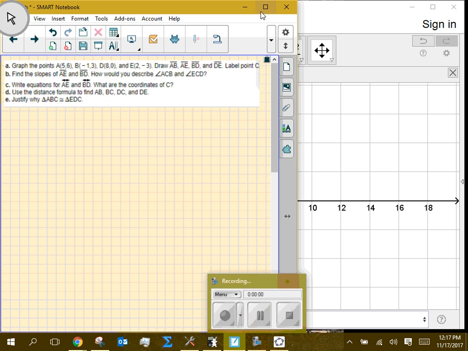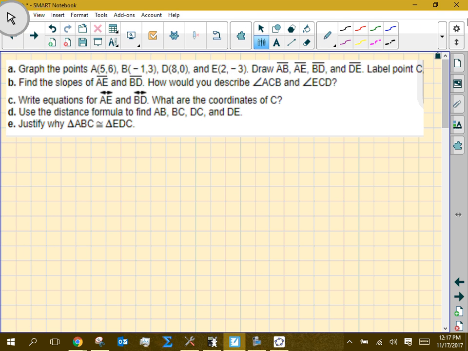Okay, so when we want to find the slope of AE, and we want to find the slope of BD. Remember, what is your slope formula? Good. Slope is y2 minus y1 over x2 minus x1.